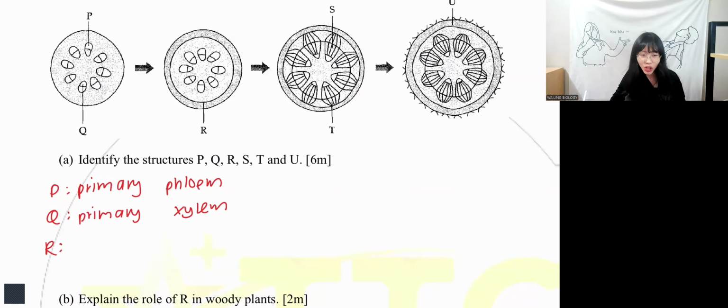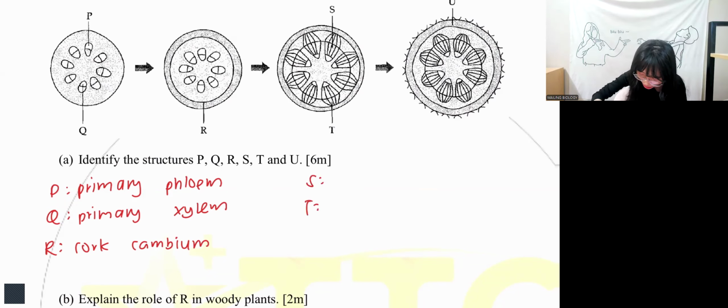Okay, R. If you don't know, this is a cambium. This is not a vascular cambium, obviously. This will be a cork cambium. Later, they will form into cork, okay? And then we have S, T, U. I believe you know what S and T are also, because S and T are formed from the cambium ring, right? S is inside, T is outside. What is S?